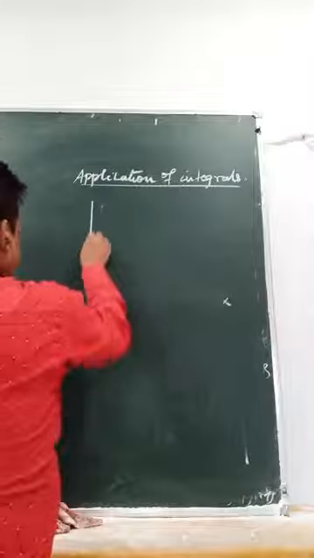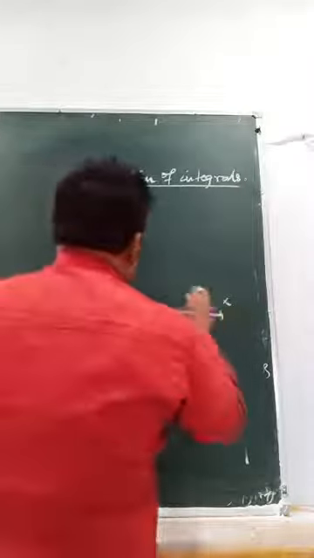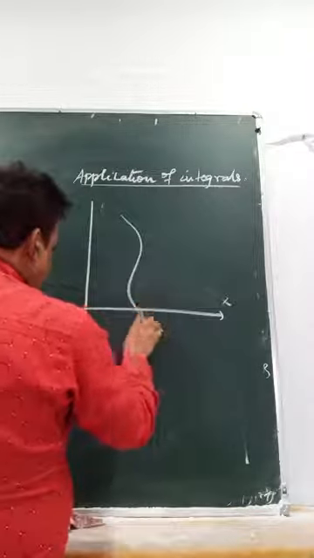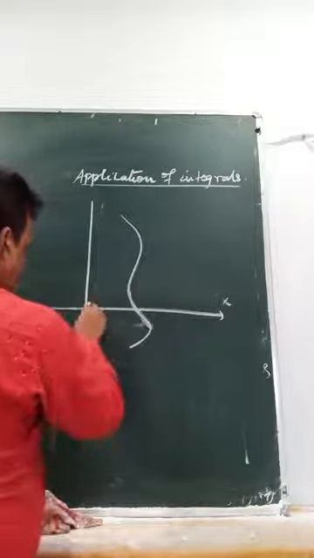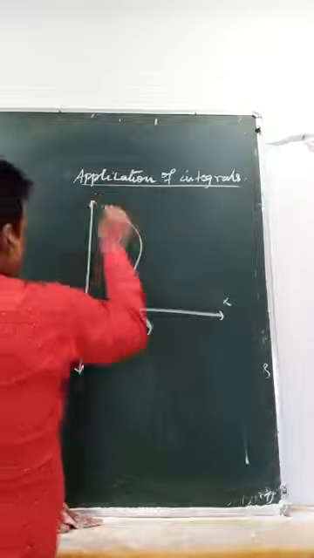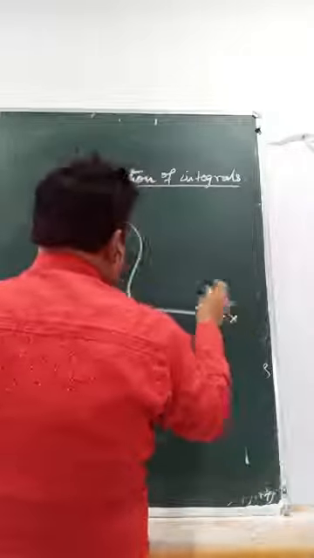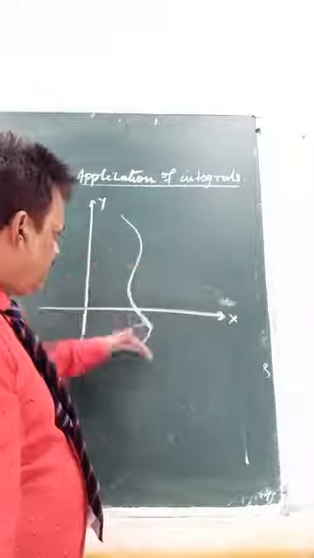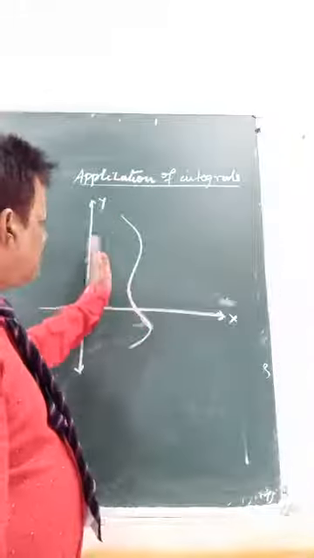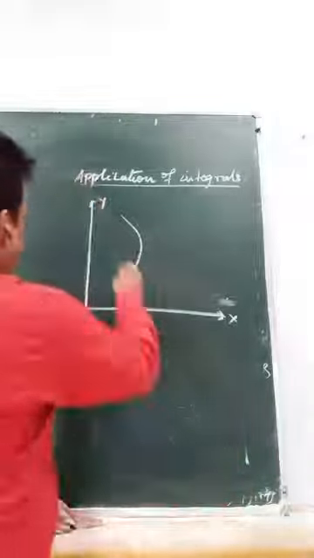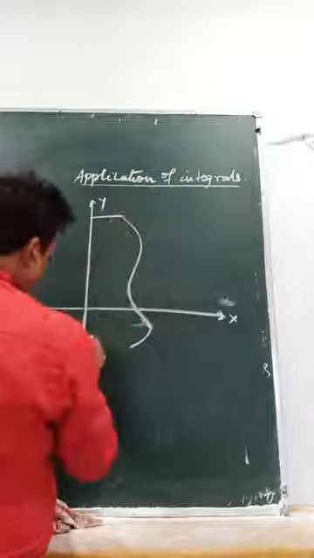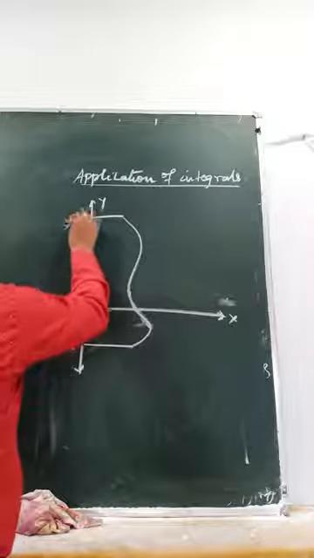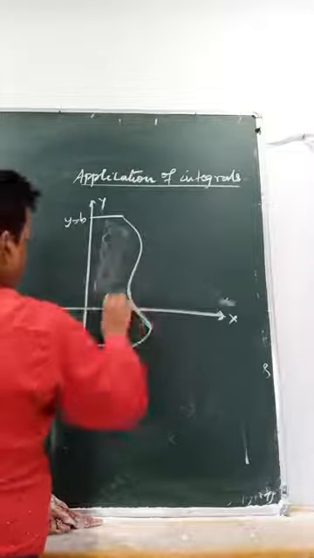Now third case, you see here. Suppose there is a curve. This curve is to the right side of the y axis, whether it is above or below doesn't matter. So if I close it, this is y equals to a to y equals to b. Now you are asked to find the area of this portion.